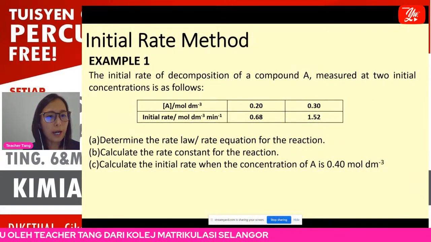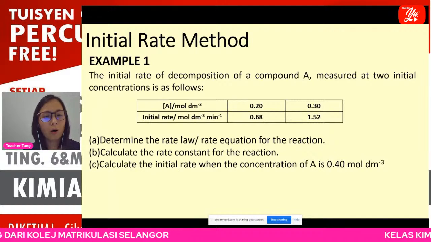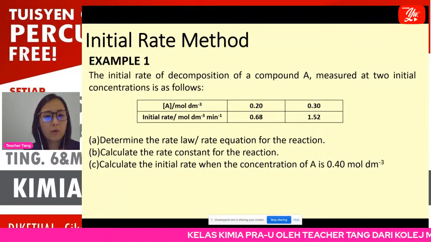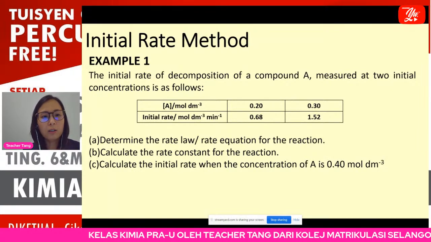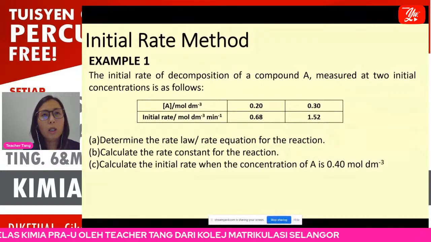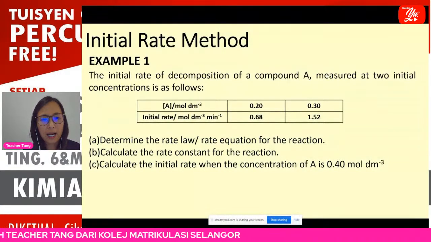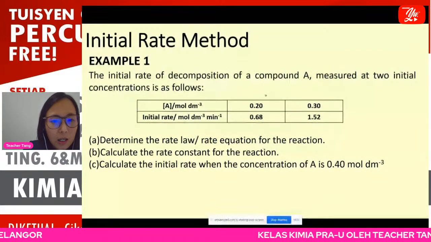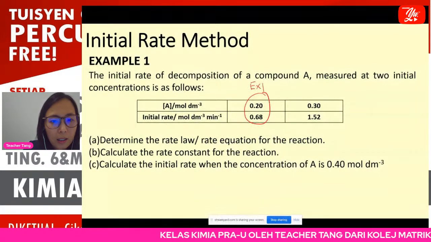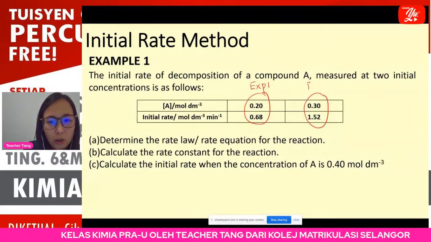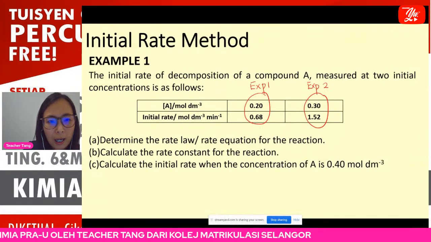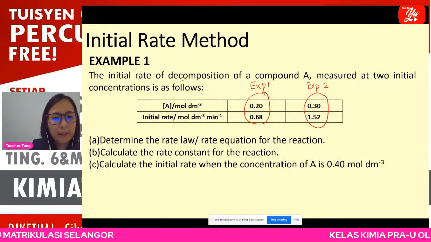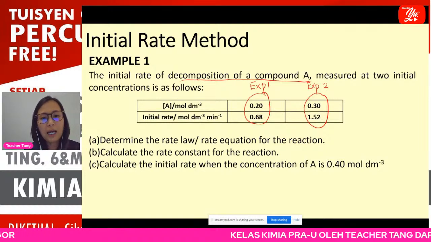Now we move on to look at the first method to determine the order of the reaction, the initial rate method. Remember, in order to determine the order of a reaction, we need to determine it from the experimental data. So for example 1, you have been given 2 sets of experimental data, experiment 1 and also experiment 2. For this reaction, we only have one reagent, compound A.